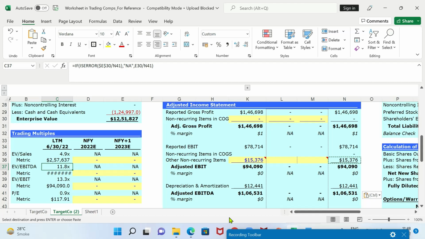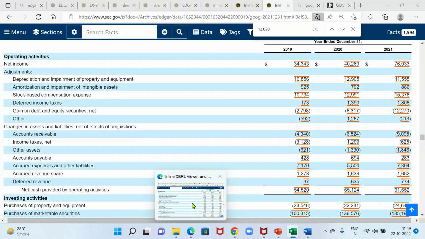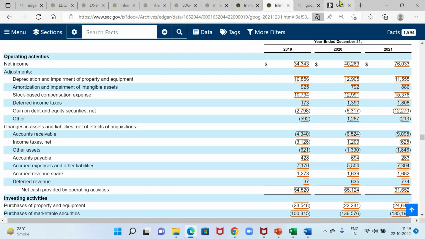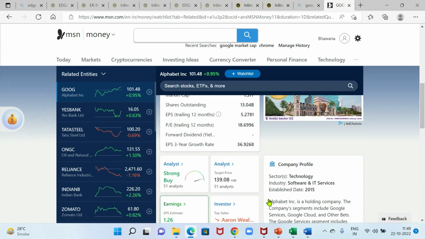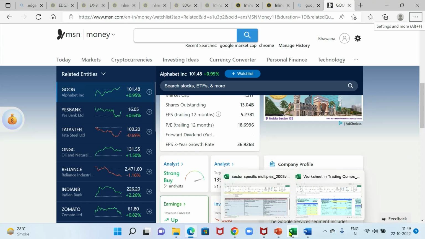Absolutely, that's correct. Can anyone check what multiple we are getting for this company? We'll see now if we match. At the end we have to just check. Trailing P/E of 18.6. We are not getting 18.6.